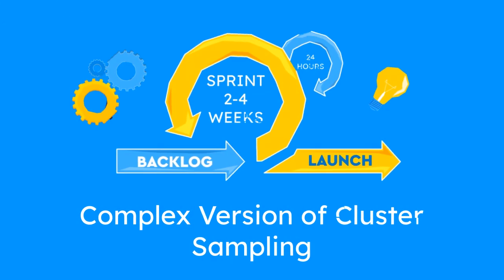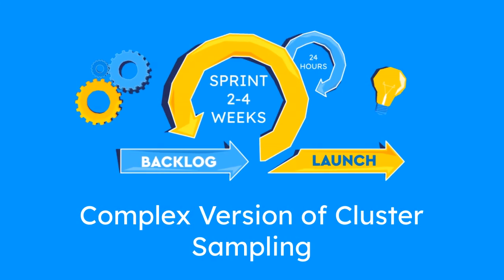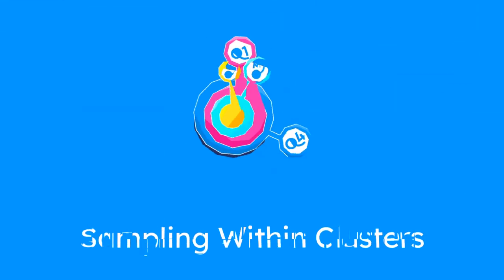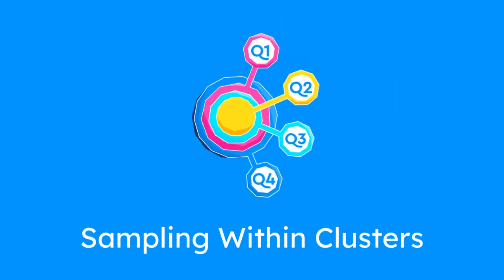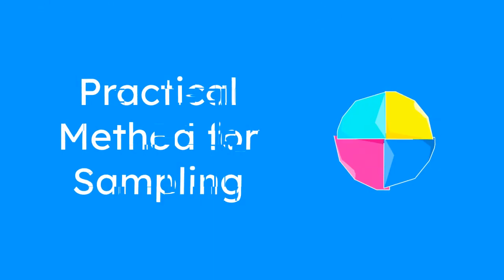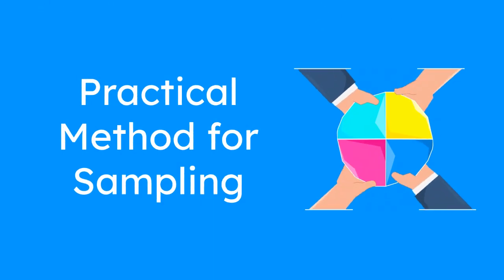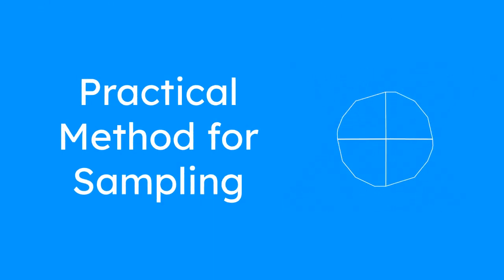Multi-stage sampling is a more complex version of cluster sampling. But instead of selecting entire clusters, we go deeper, sampling within clusters in stages. This method is perfect when it's not practical to sample the entire population at once.